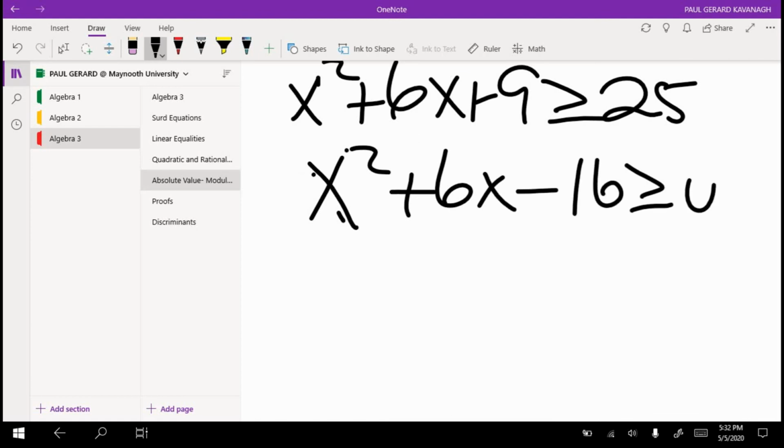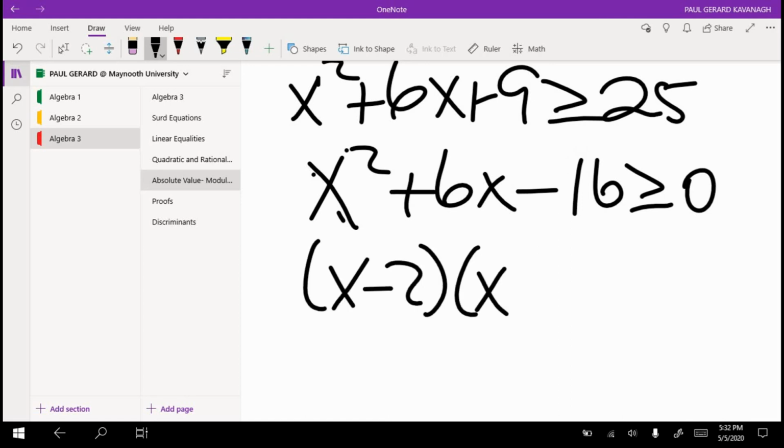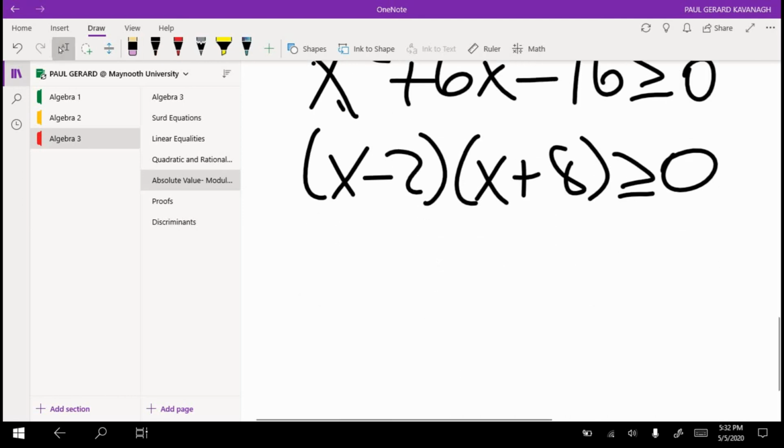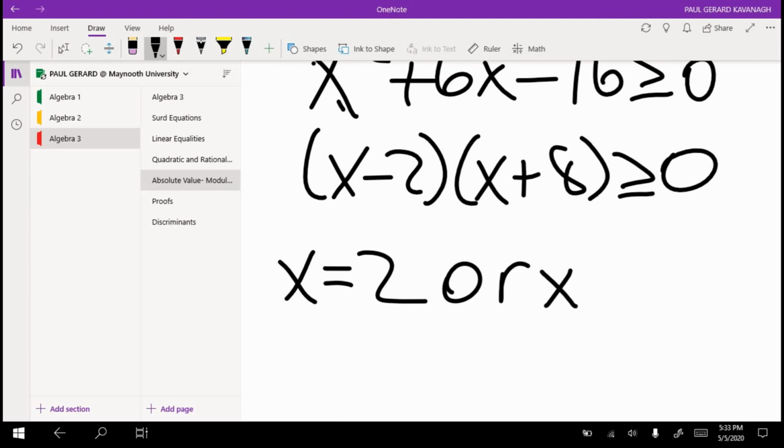And what you can do now in this stage is use factorization. So it's going to be x minus 2 and x plus 8 greater than or equal to 0. And now you find out what x is going to be. So x is equal to 2 or x is equal to minus 8. So that would be those values. And those are your roots for this quadratic.